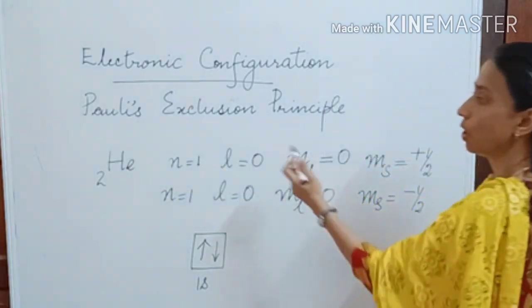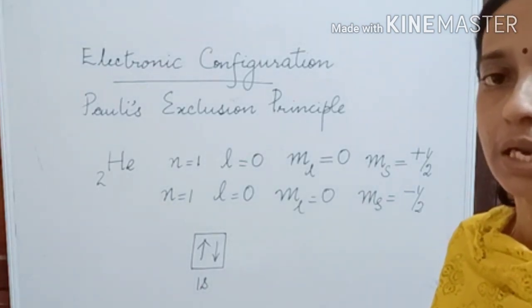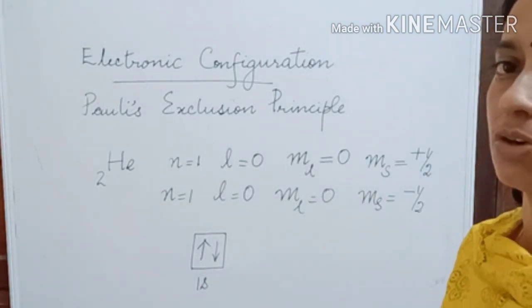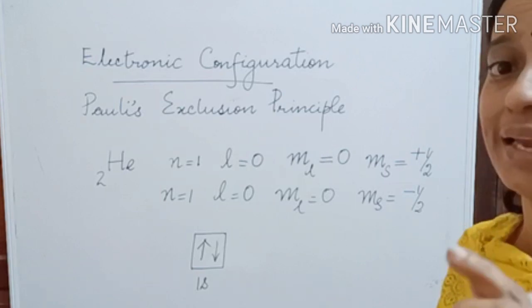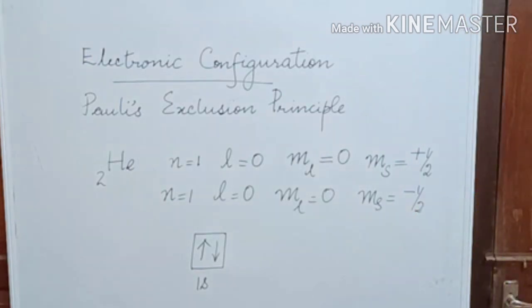So what does Pauli's exclusion principle state? It states that no two electrons in an orbital can have the same set of all the four quantum numbers. At least one quantum number will be different. Hope it is clear.